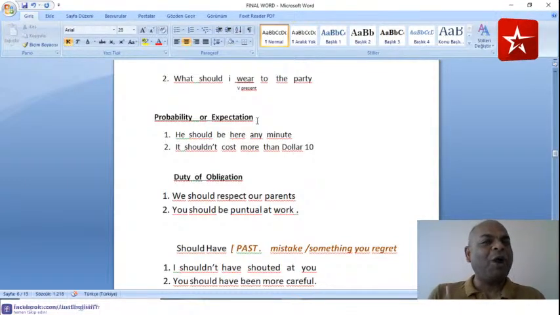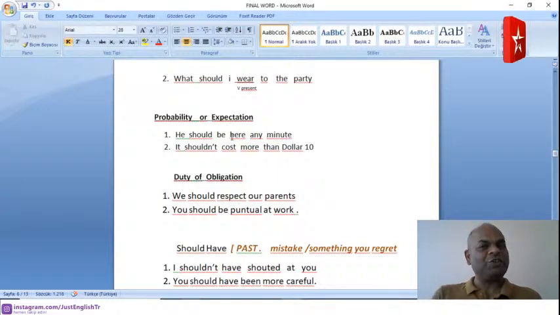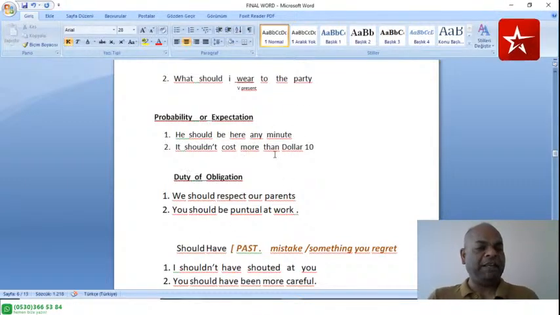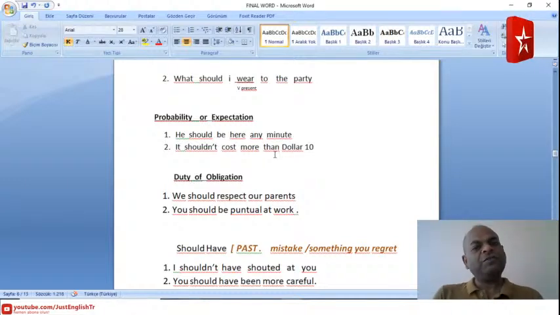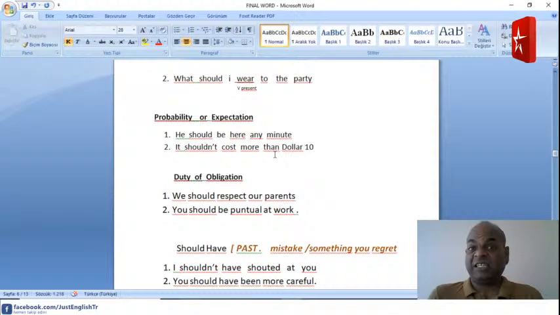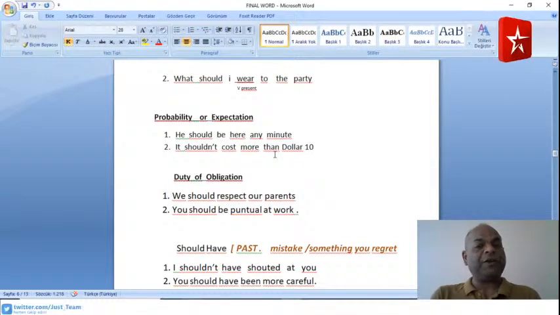Now, let's go to the next part. It says here, probability or expectation. It's also under should. All right? He should be here any minute. Now, when you say he should be here any minute, what do you think about this, students? Tell me now. Do you think it is an opinion, or is it an expectation, or it could be a probability, or is it an advice? What do you think this is? He should be here any minute.